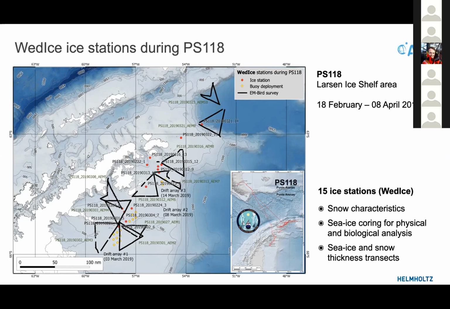And in addition, we did quite some intensive EM-Bird flight programs. This is shown in the black lines, which allowed us to measure the sea ice thickness. We did, in addition, on all these ice stations, a lot of sea ice coring. We did a lot of sea ice and snow thickness transects. And the sea ice coring was not only for physical measurements. I will concentrate on that now.